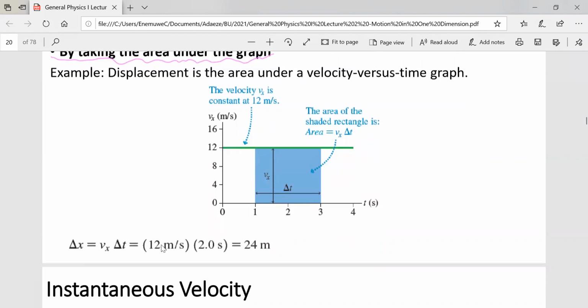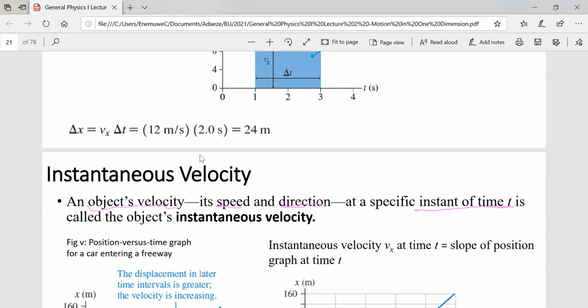The area of a rectangle is length times breadth, right? So we'll have the length with 12 times the breadth to be 2 seconds, 1, 2. So we have 12 times 2 to give us 24. So we'll have the displacement by taking the area under the graph to be 24. Okay, we can also do the reverse to get the velocity from the position time graph by taking the slope.